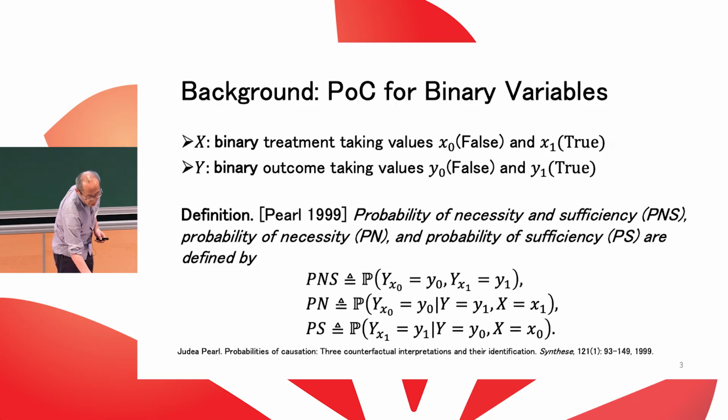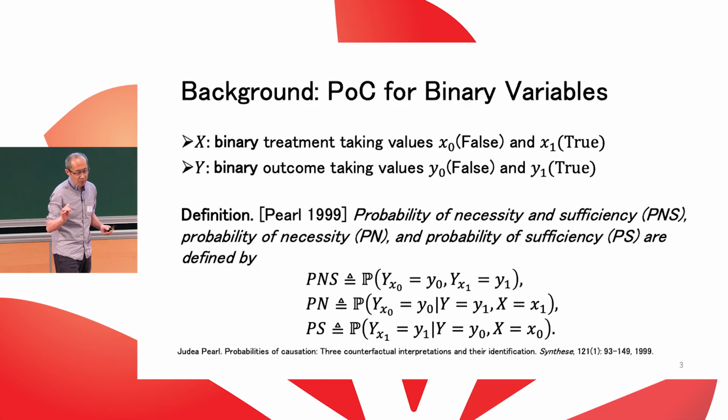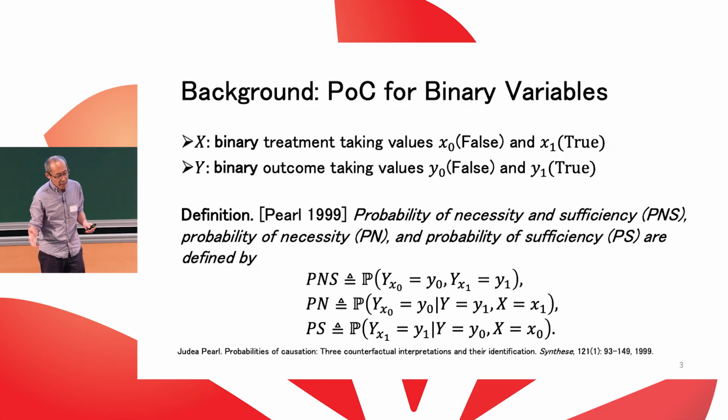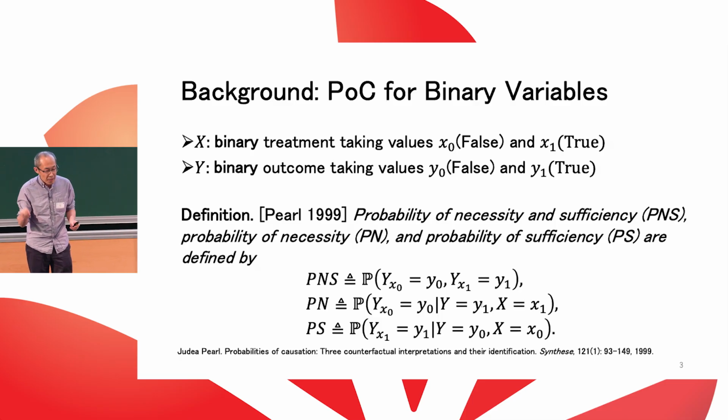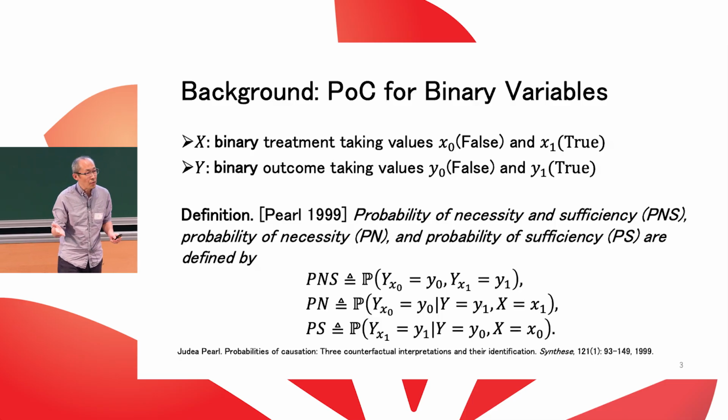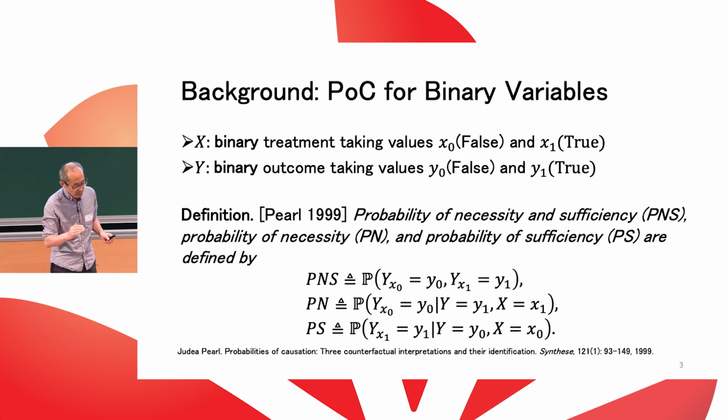For example, the probability of necessity assumes that, given the presence of x and y, they both occurred, you ask, had x not occurred, would y not occur? What's this probability? Intuitively, this quantifies the necessity of the presence of x to cause y.